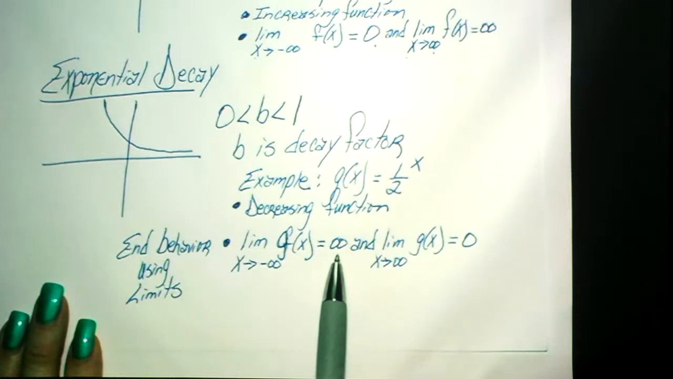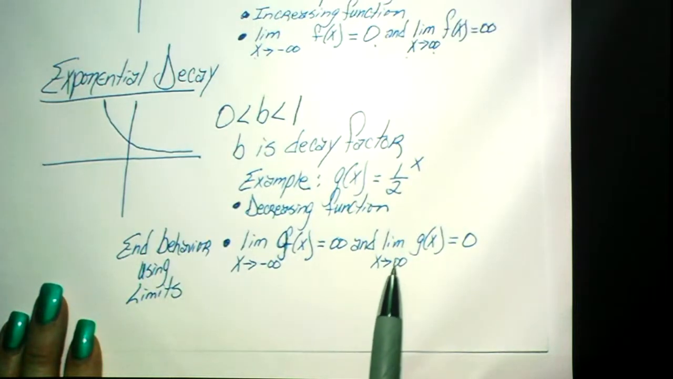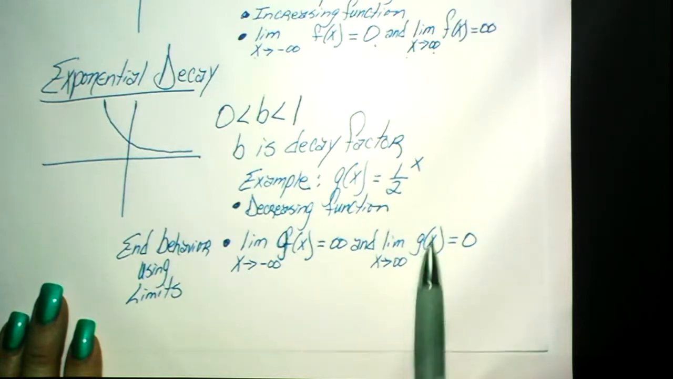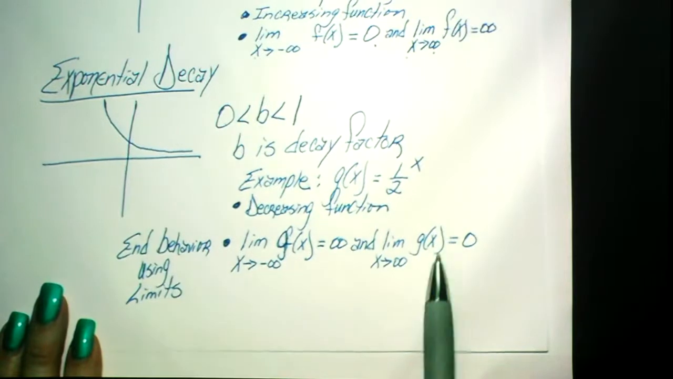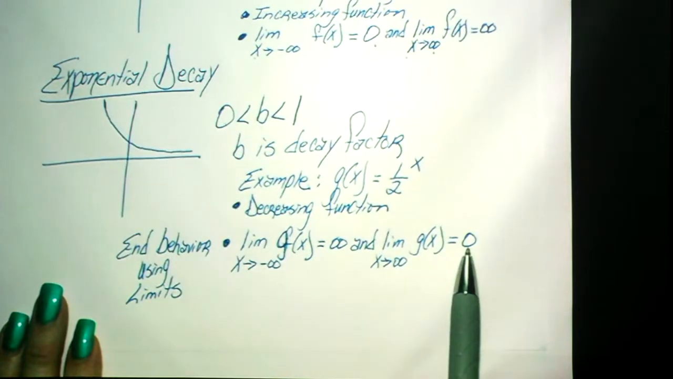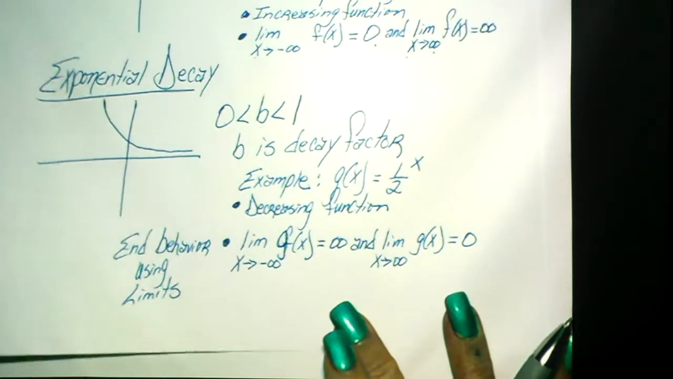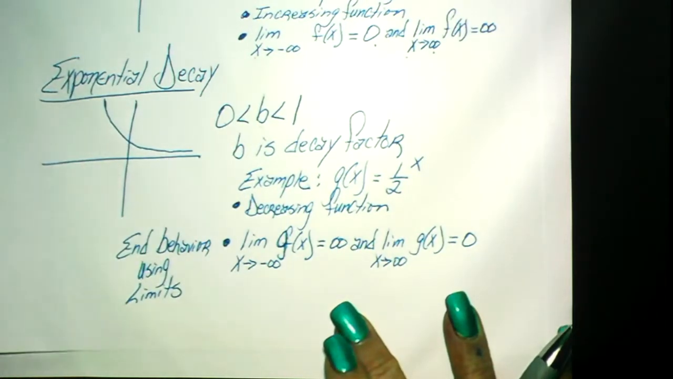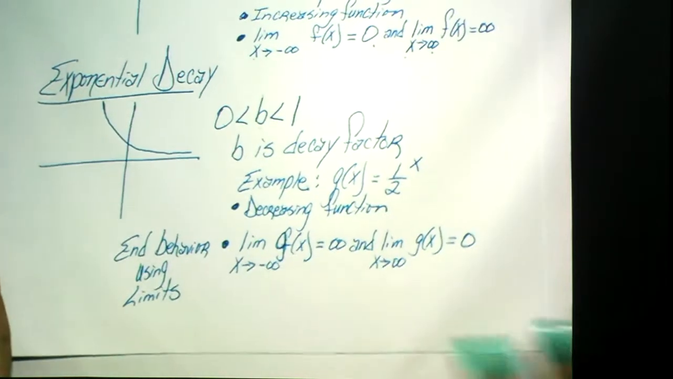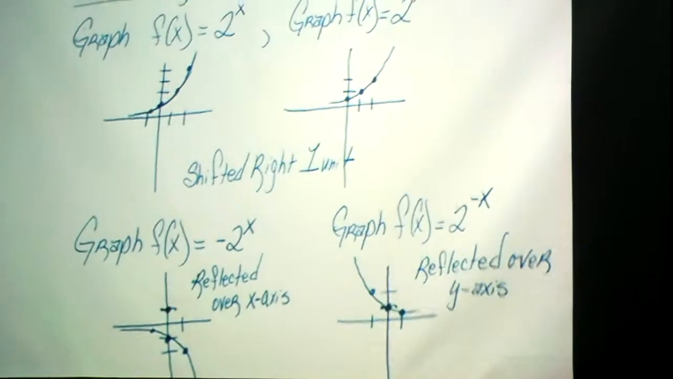g of x is equal to infinity. Okay? Your limit as x approaches positive infinity, this is where you have your x-axis as your limit, okay? So g of x is equal to 0. Right, now let's talk about translating, or transforming, I mean, an exponential graph.